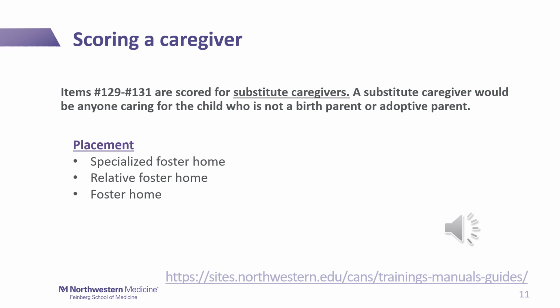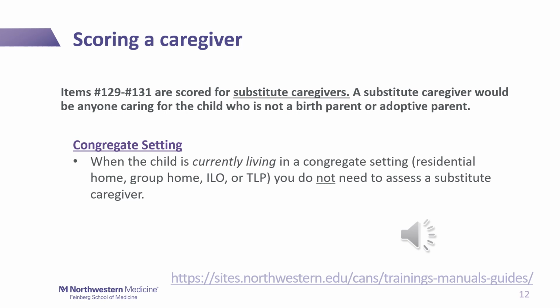In placement, we see that these may be cases where there's specialized foster home, relative foster home, or foster homes, and the caregivers are providing primary care but are considered a substitute caregiver. And when looking at a congregate care setting, when the child is currently living in a residential home, group home, ILO, or TLP, you do not need to assess the caregiver, and therefore 129 to 131 will not be scored.